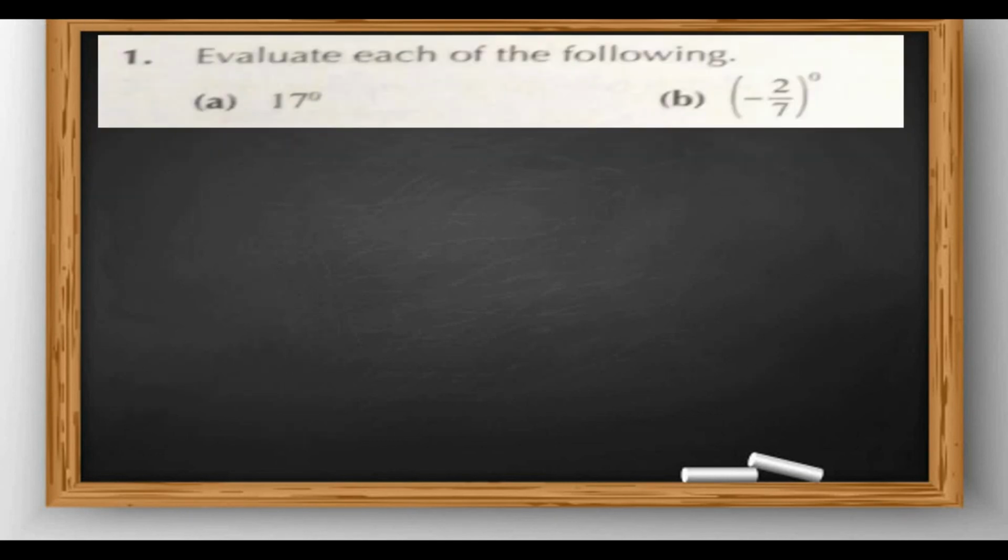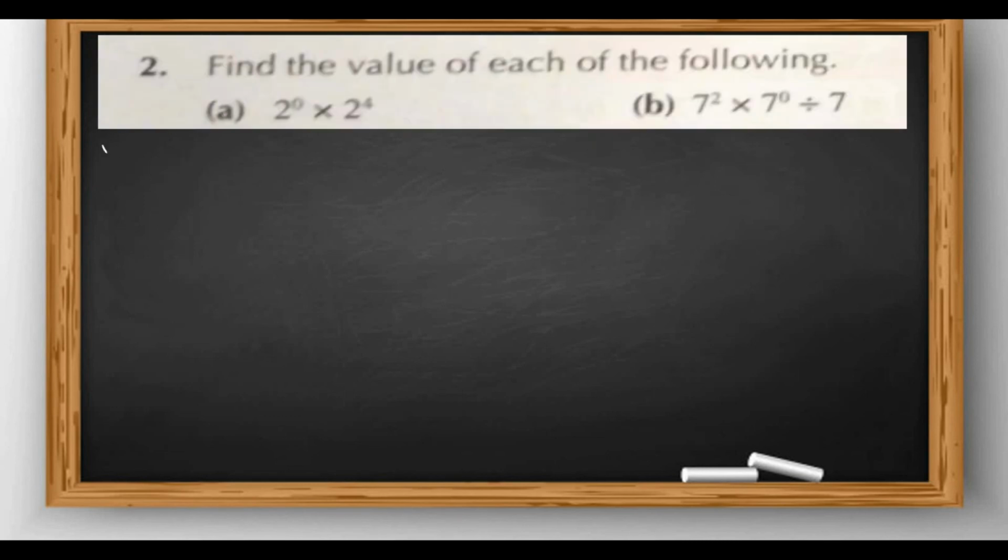Moving on, the question that we have over here is part A, 17 raised to power 0. I told you that any number raised to power 0 is 1, so your answer would be 1. Same goes for part B, minus 2 upon 7 raised to power 0. So this would be 1 as well.